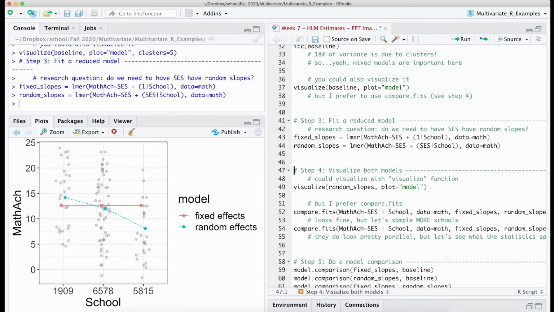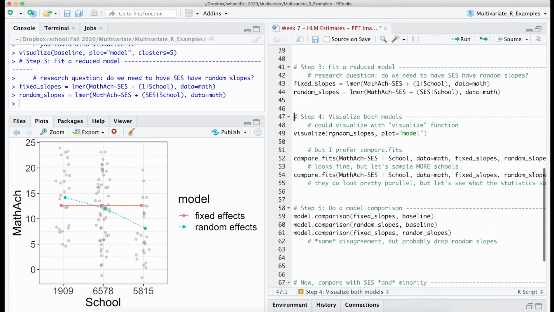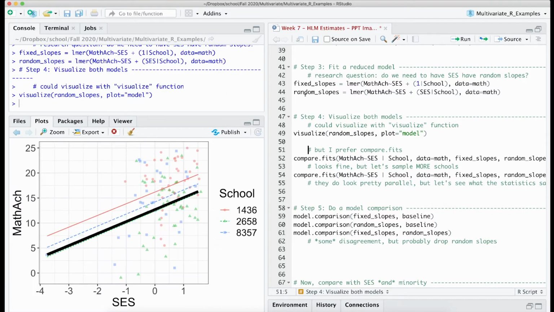If we run those 2 models, we get nothing, of course. It doesn't show us anything, although we could look at the fixed effects, which I'll show you how to do here in just a minute. And then we can visualize the model, and that's what our model looks like. Very interesting. Now remember, this is modeling the random slopes. So despite the model saying that those slopes could be different, those slopes look really parallel to me.